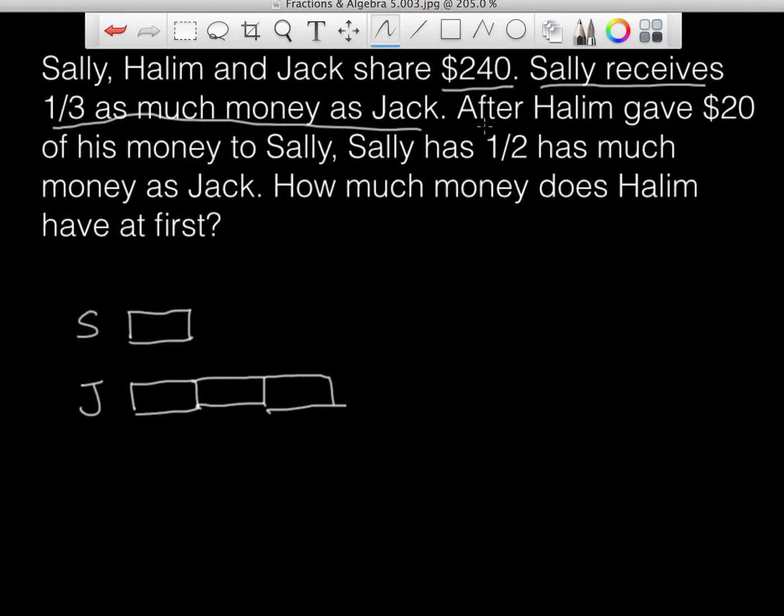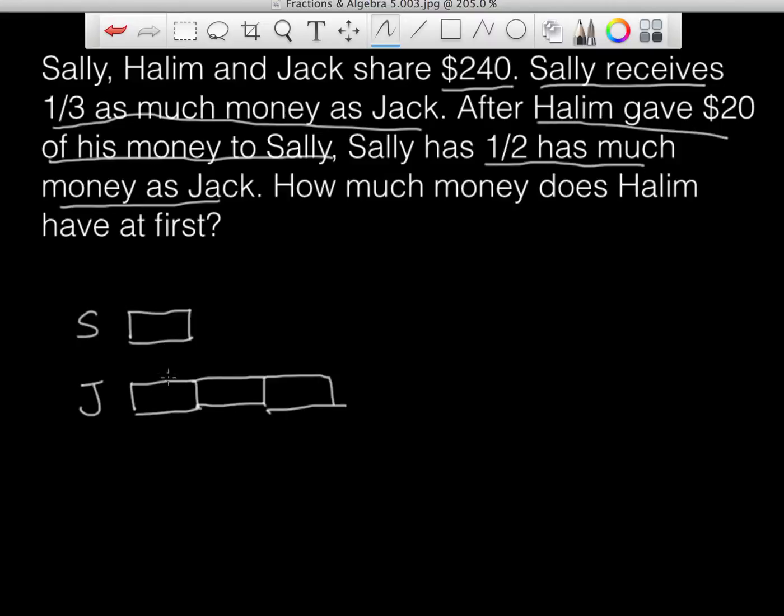Okay, next clue. After Halim gave $20 of his money to Sally, so Halim gave $20 of his money to Sally, Sally has half as much money as Jack.